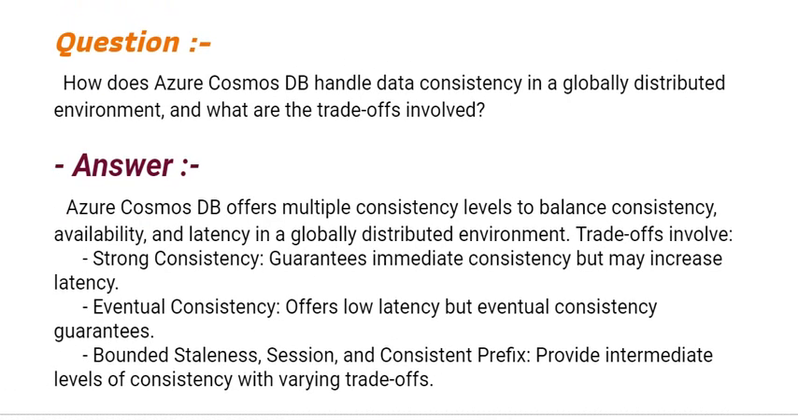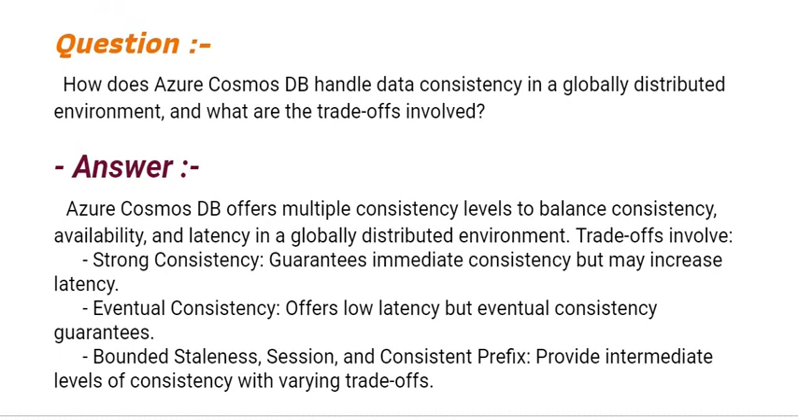Our next question is, how does Azure Cosmos DB handle data consistency in a globally distributed environment, and what are the trade-offs involved? Your answer should be, Azure Cosmos DB offers multiple consistency levels to balance consistency, availability and latency in a globally distributed environment. Trade-offs involved. The first one is strong consistency. Guarantees immediate consistency but may increase latency.